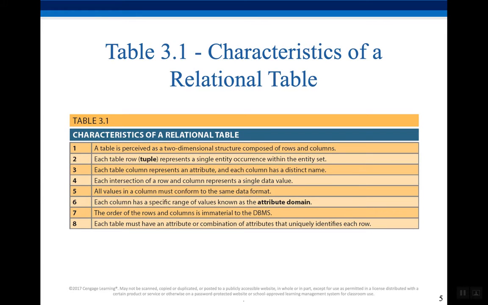The intersection of each row and column is a single data value. All right, and every value in the column is the same data format. So if you say something in a column is a date, everything in that same column is also a date. It has a range of values known as the attribute domain.